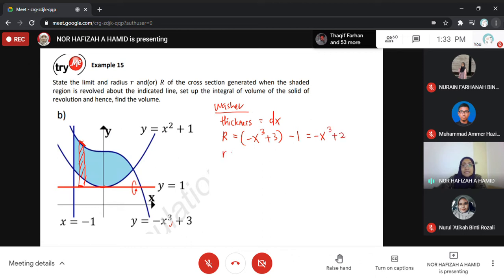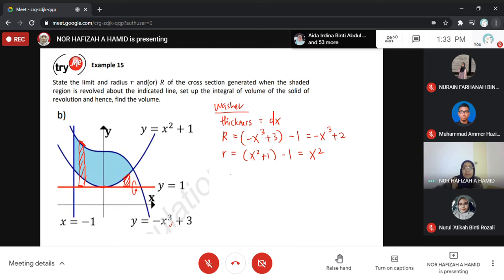And for the inner radius, you take from the axis of revolution down to the lower curve. So the inner radius is x square plus 1, minus also 1. So you have x square.